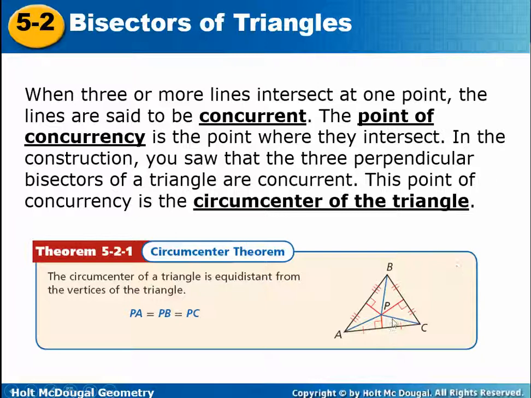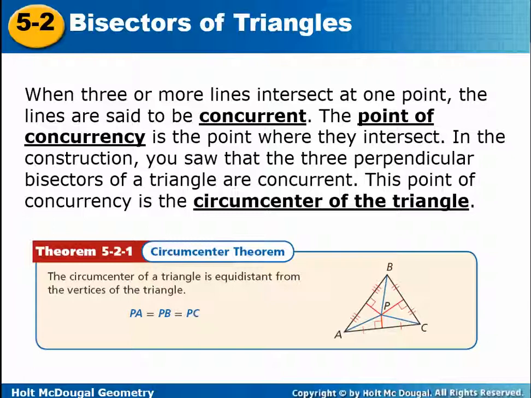What happens is that these three perpendicular bisectors will intersect at the same point, which is called a point of concurrency. The three perpendicular bisectors are concurrent. That means they all intersect at one point. It's P in this picture down here. That point P, where all three of those perpendicular bisectors intersect, is called the circumcenter of the triangle. This is an important word, the circumcenter. It's when the perpendicular bisectors intersect.